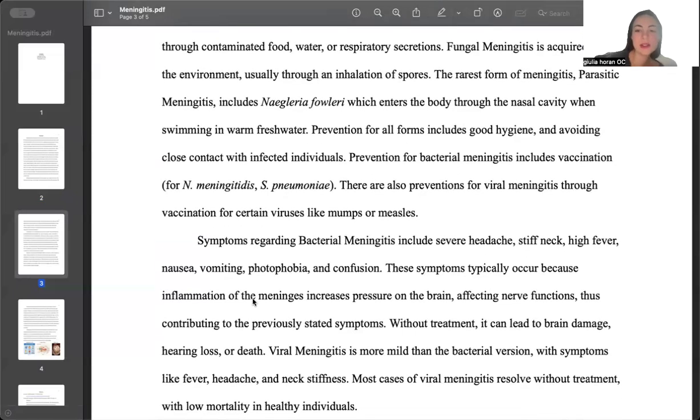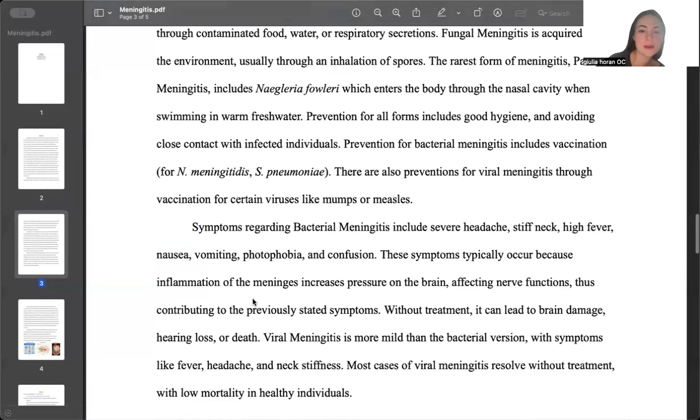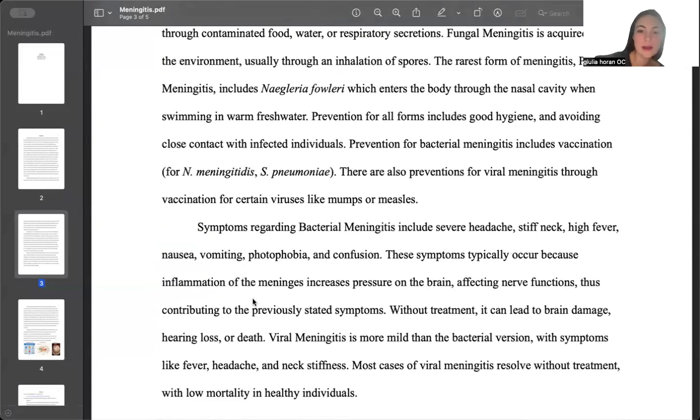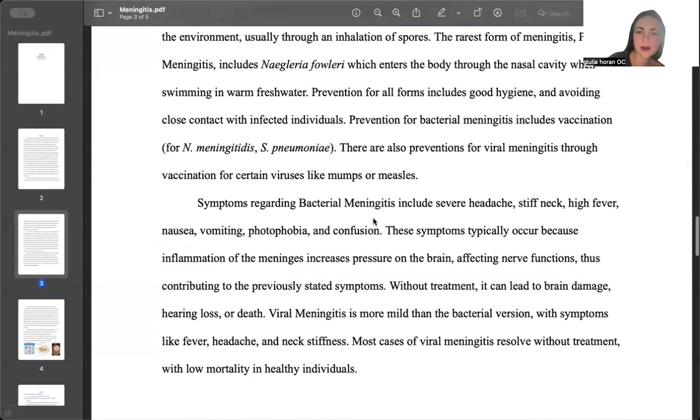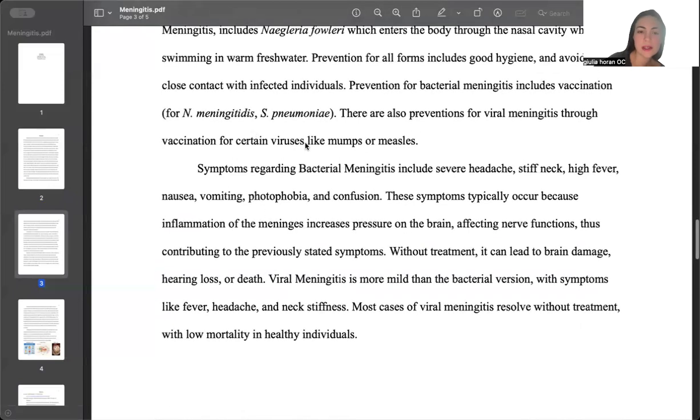Prevention for all forms includes good hygiene and avoiding close contact with infected individuals. Prevention for bacterial meningitis includes vaccination. And there are also preventions for viral meningitis through vaccination for certain viruses like mumps or measles.